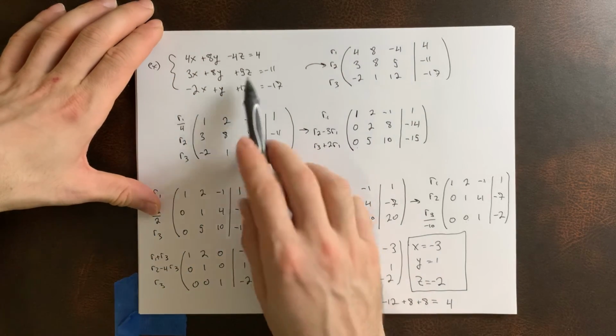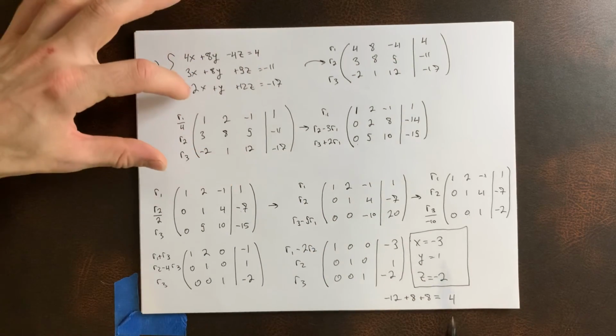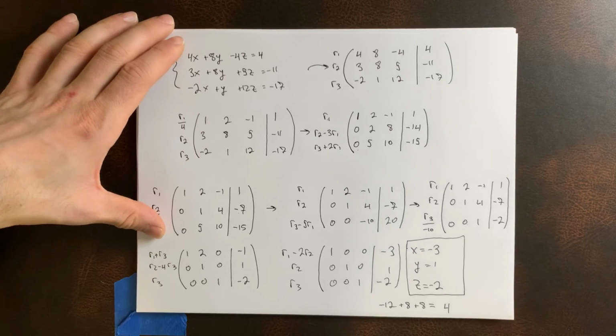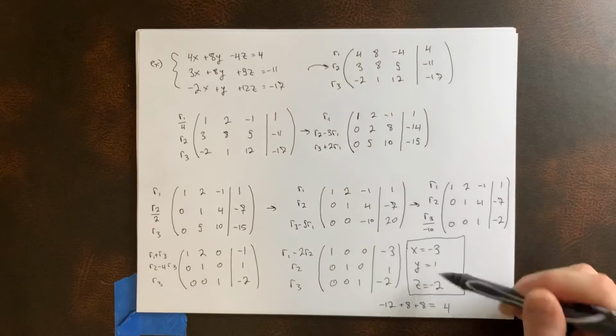And you see, if we did the same thing for all these other ones, if we plugged our x, y, and our z in here, we would need to get -11, and if we plugged our x, y, and our z in this one, we would need to get -17. So that's a way you could check your answer. Yeah, so for this problem, this is going to be our answer.